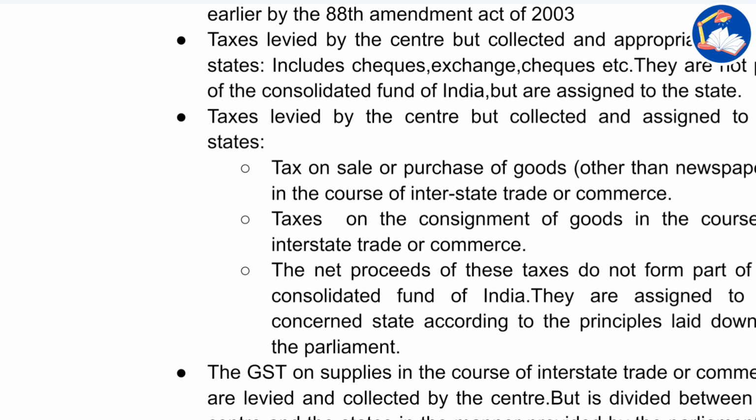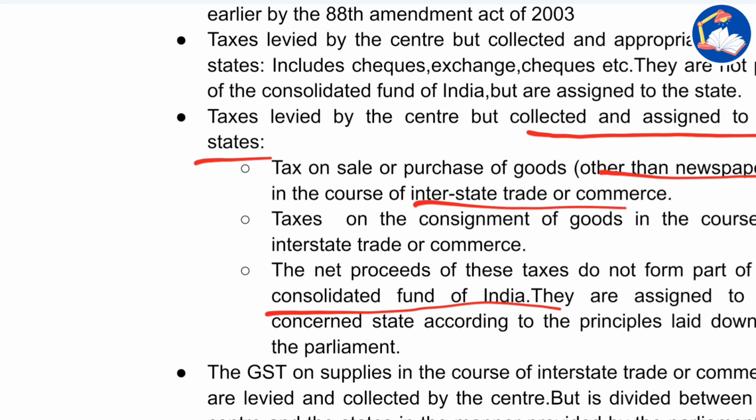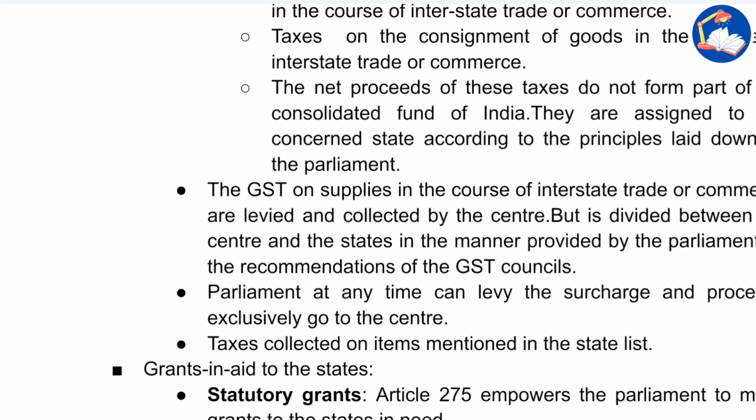Taxes levied by the center but collected and assigned to the states. It is collected by the center but it is given to states. Tax on sale or purchase of goods, other than newspapers, in the course of interstate trade and commerce. Taxes on the consignment of goods in the course of interstate trade. The net proceeds of taxes that do not form part of the Consolidated Fund of India are assigned to the concerned state according to the principles laid down by the Parliament.